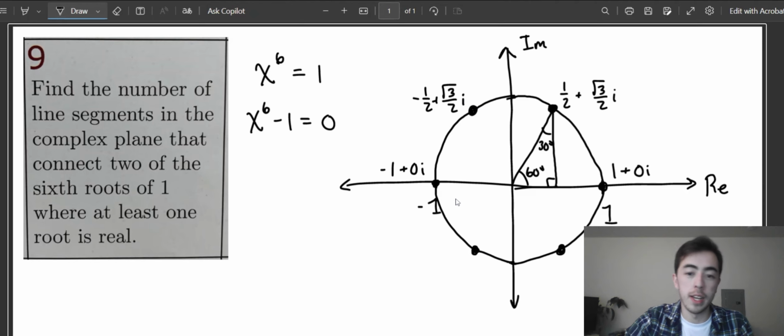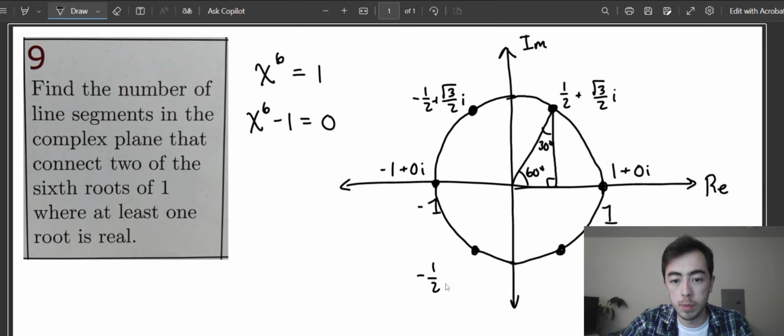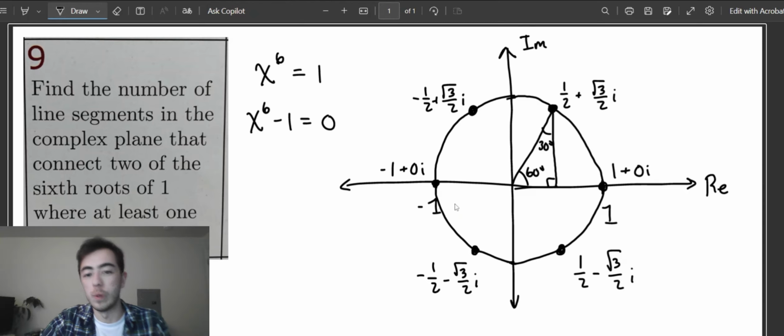This one is negative in the real direction and the imaginary direction, so it's going to be negative on both of these values. And then finally, this point right here is going to have a real component of 1/2 and an imaginary component of -√3 over 2i. Cool. So those are all of my 6th roots of 1, or the 6th roots of unity, as they're sometimes called. Okay, I didn't really need to label all of them, but I wanted to.